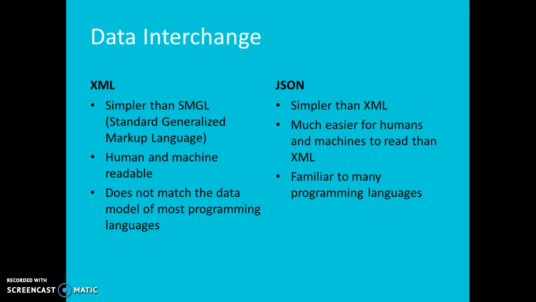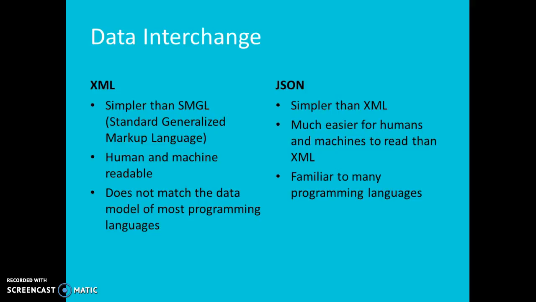And last, XML does not match the data model of most programming languages. So that's a disadvantage. But JSON is familiar to many programming languages. It is said that XML has a big problem as a data interchange format, although the disadvantages are compensated for by the benefits of interoperability and openness. But JSON promises the same benefits of interoperability and openness without the disadvantages.